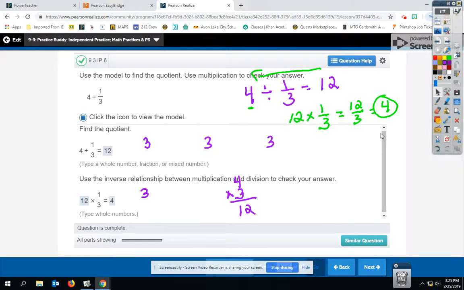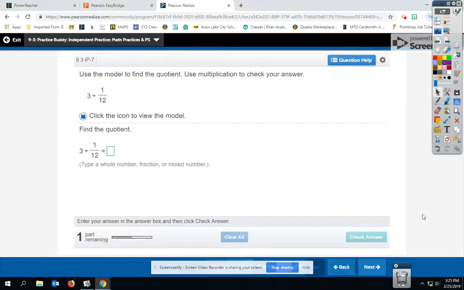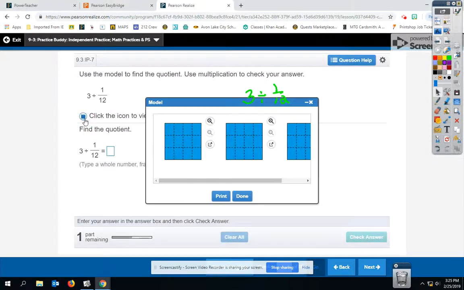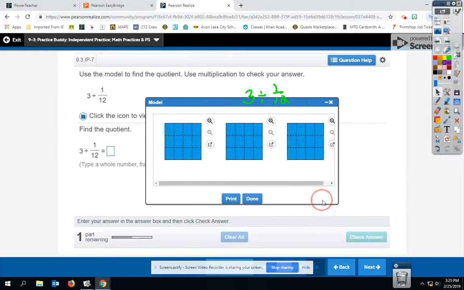You may want to pause this and write down these notes. If not, we can go ahead and go to the next one. I'll do another problem pretty similar to this one. So this is problem number 2, and we're going to write this one down in our notebook: 3 divided by 1/12. We're taking 3 wholes and breaking each one of those 3 into 12 pieces.